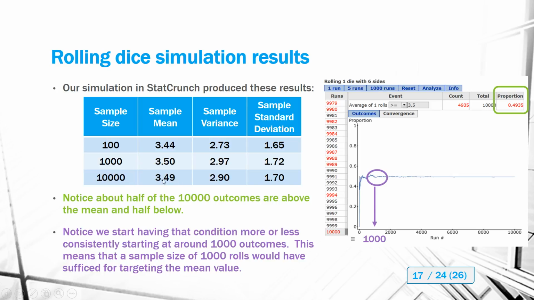And going much further than that doesn't really show much improvement towards meeting that expected value. The number that we get is going to be right around that same expected value. So it doesn't really make much sense for us to run 10,000 trials when all we need is 1,000. This is for the sample mean.